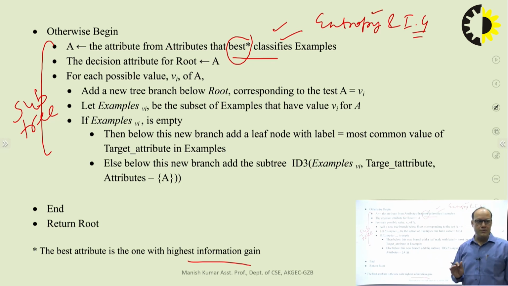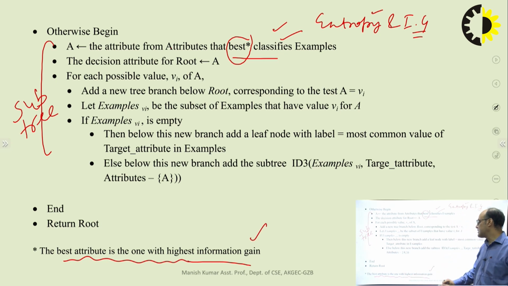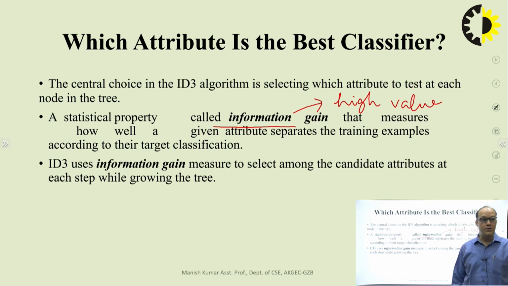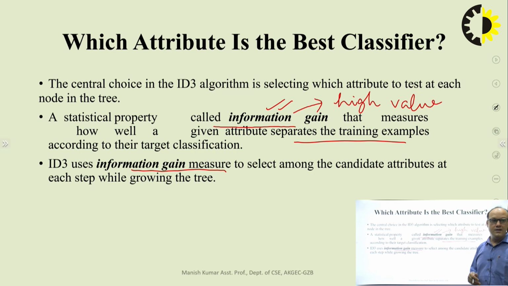Let me show you with the help of an example, which is more appropriate for understanding practically. The best attribute is the one having the highest information gain, so we will find this value. What is the best classifier? We will find the statistical property called information gain, and it must have the highest value. What is information gain? Information gain is a measure of how well a given attribute separates the training examples according to the target classification. So for this separation we will find the information gain value. Our ID3 algorithm uses the information gain measure to select among the number of attributes, and we will proceed.